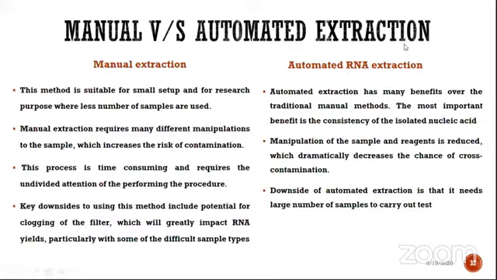Here we are talking about manual extraction and automated extraction. If we have a small setup with a small number of samples, manual extraction is recommended. But one thing is that during manual extraction, different manipulations take place with the sample, and there is an increased risk of contamination. As you have seen, there are different steps: different types of washing, centrifugation, vortexing. So it increases the risk of contamination.